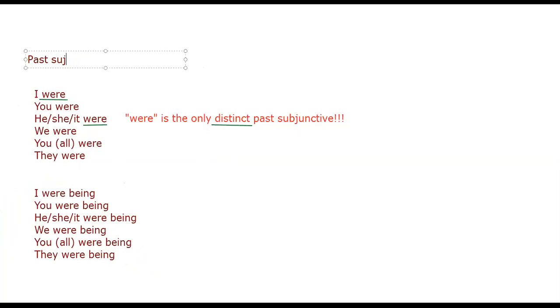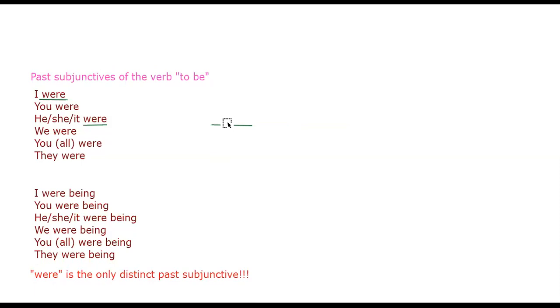Here, let me move this out. Past subjunctives of the... let me use a different color. Past subjunctive. Move this out of the way. Okay. So these are all past subjunctives of the verb to be. Okay, so we're just conjugating to be for the past tense of the subjunctive.